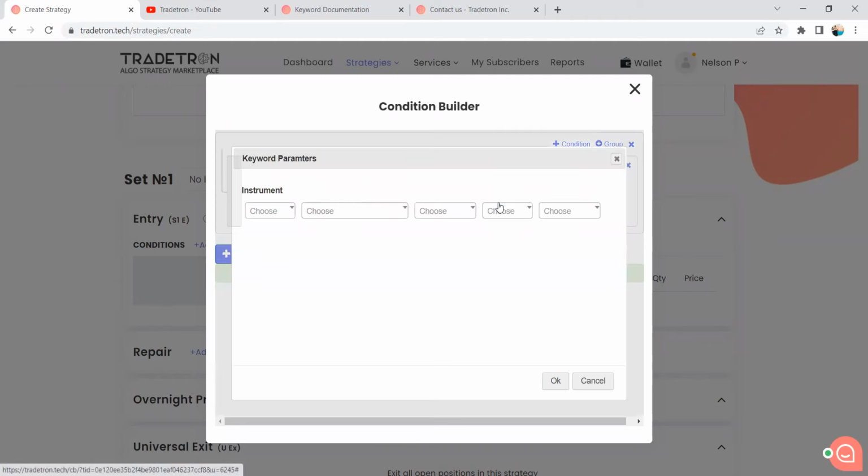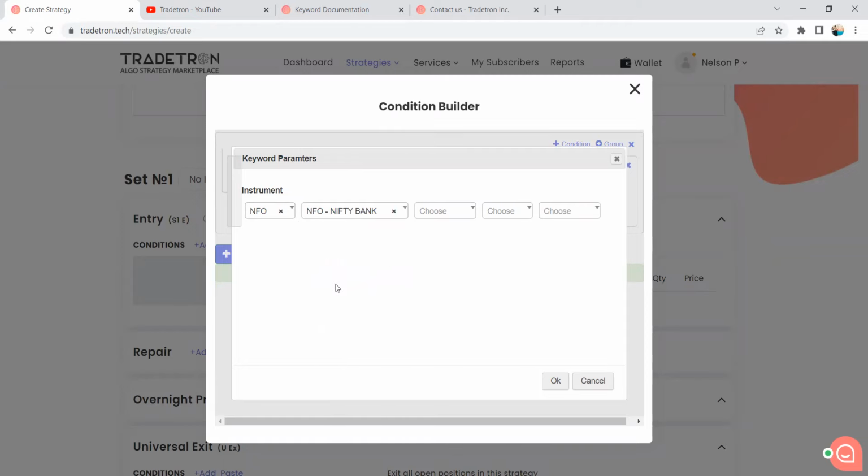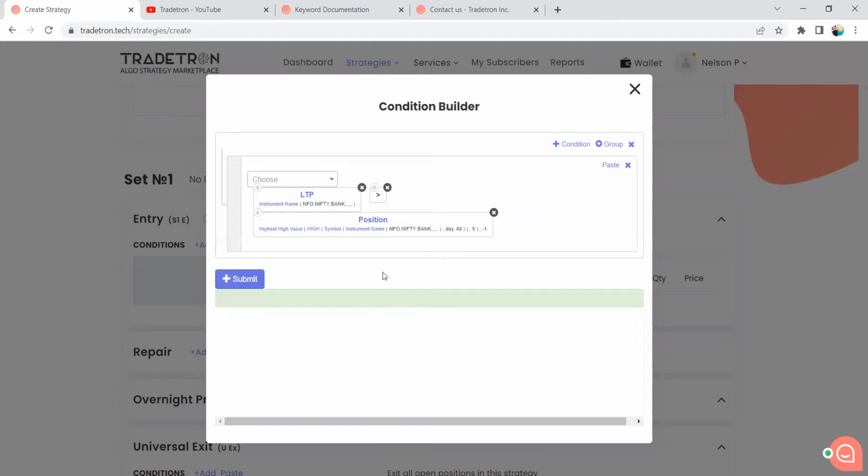And then we will select the instrument name, NFO, Nifty Bank, like this. So this particular entry condition is ready now, where we are selecting that the current market price LTP is greater than the highest high value of Nifty Bank spot on a day candle basis of the past 5 days, of the previous 5 days. So -1 is basically the previous candle. So similarly, the highest high value of the past 5 days of the high value. That is what this will select.